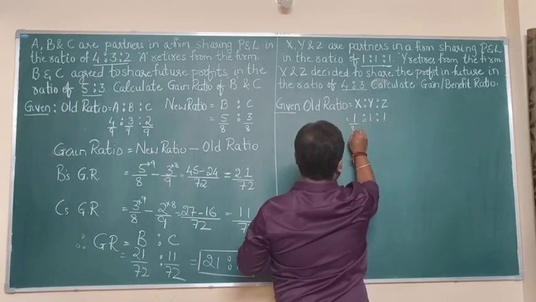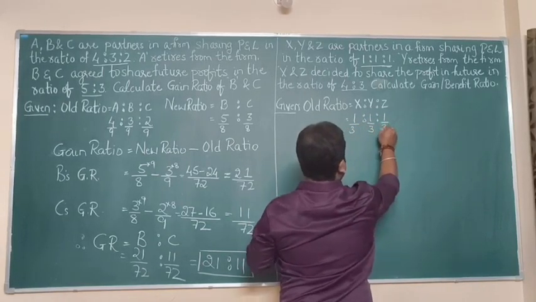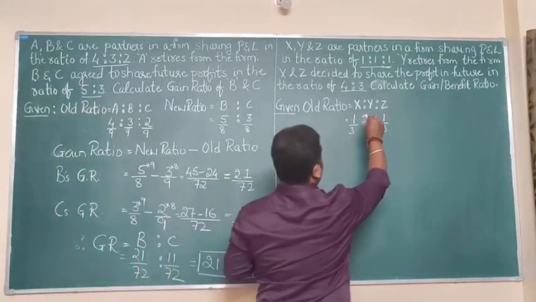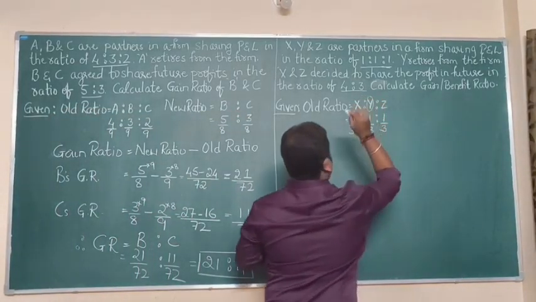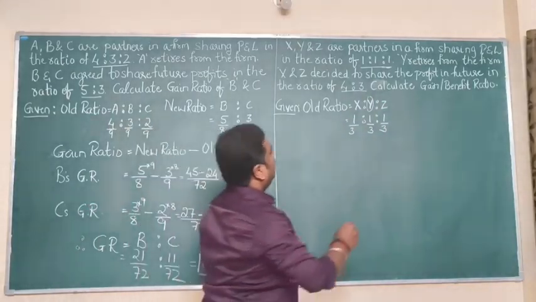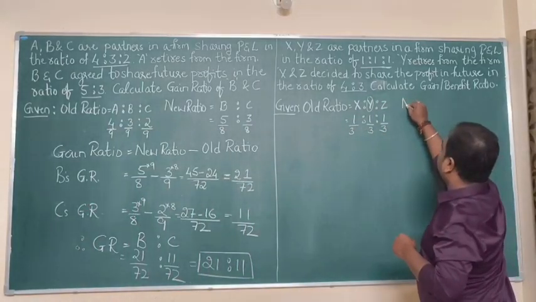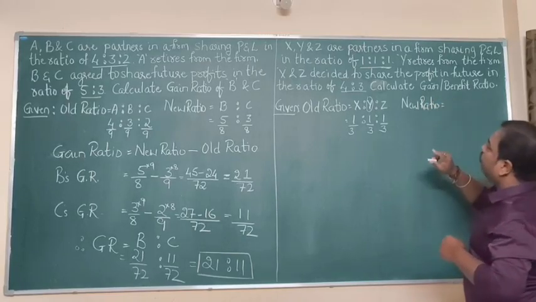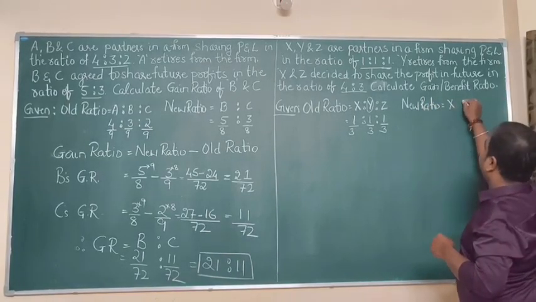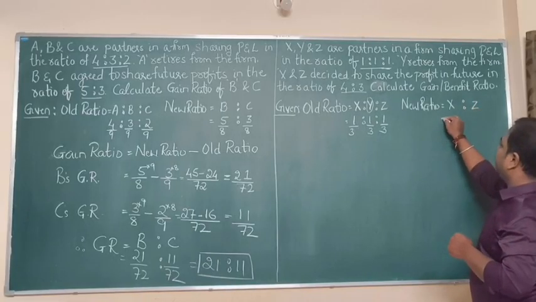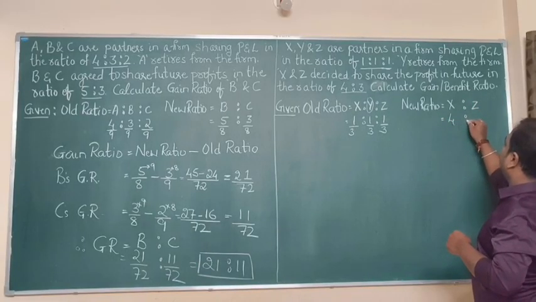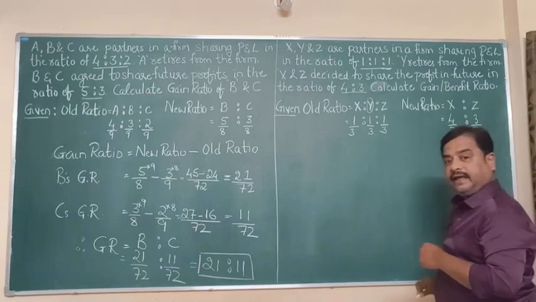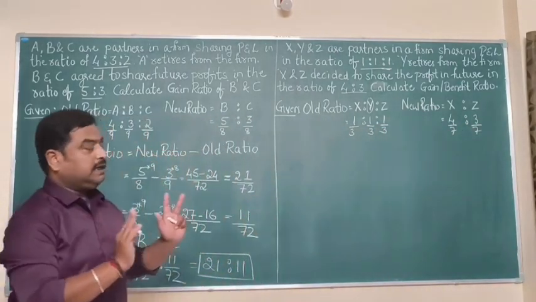1:1:1. That is 1/3, 1/3 and 1/3. Okay now, who is retiring? Y is retiring. What else is given? A new ratio is given to us, between X and Z. What is their new ratio? X is to Z is 4:3. 4 plus 3, 7. So 4/7 and 3/7. First write what is given.